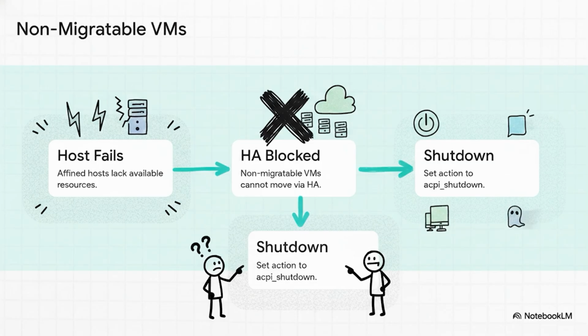Let's unpack this trap. You have a VM with a strict host affinity rule, and that host loses power. High availability kicks in but realizes it's completely forbidden from moving this VM to another host. The VM is now classified as non-migratable. By default, the system might just leave it in a suspended, undetermined state. Do not let the exam trick you into choosing power off or suspend here. The exact syntax you need to look for is ACPI shutdown, which tells the hypervisor to send a clean shutdown signal rather than just leaving the poor VM hanging.